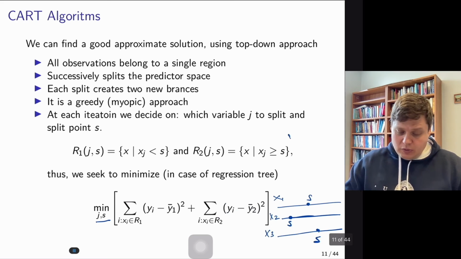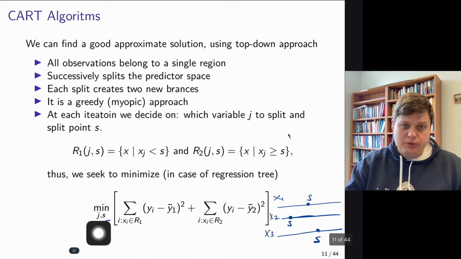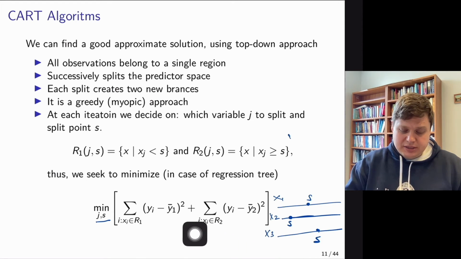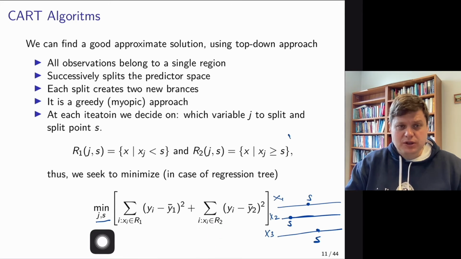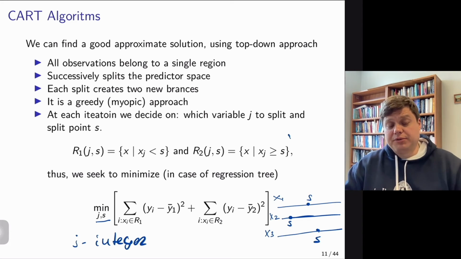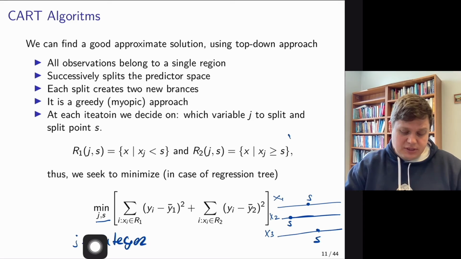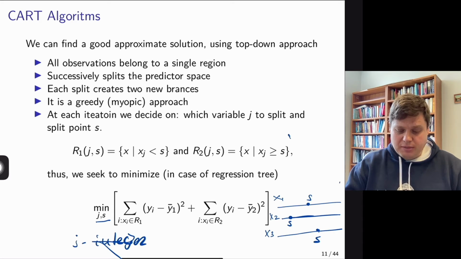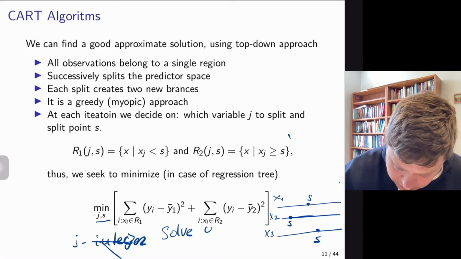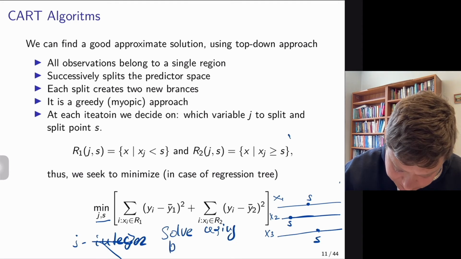Okay, now the question is, how do we do that? This optimization problem involves a discrete variable: the index j is an integer. If you take an operations research class or some optimization class, you'll know that integer programming problems are very hard to solve. So instead of solving this integer programming problem, we're actually going to solve it using brute force.